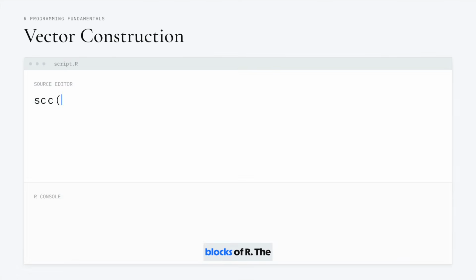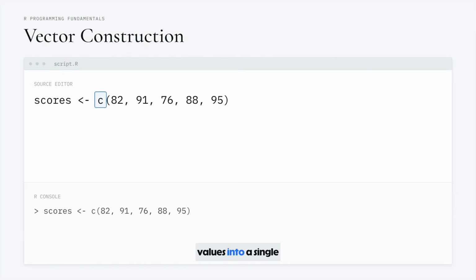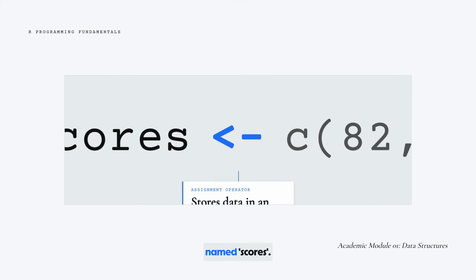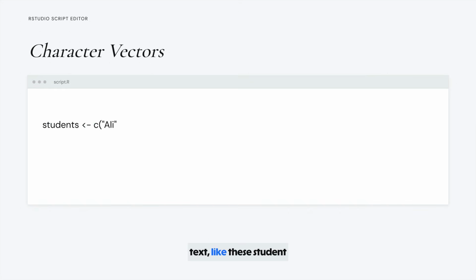Vectors are the building blocks of R. The c function combines multiple values into a single vector object. We use the assignment operator to store our vector in an object named scores. It now holds 5 values. Vectors can also contain text like these student names. Just remember to use quotation marks for character data.